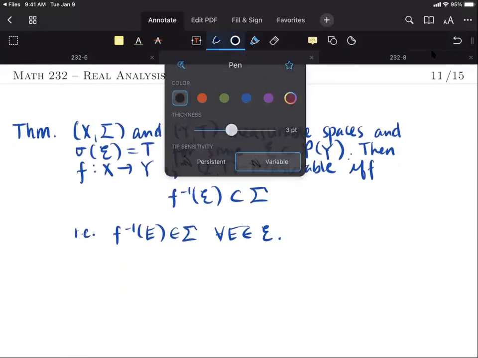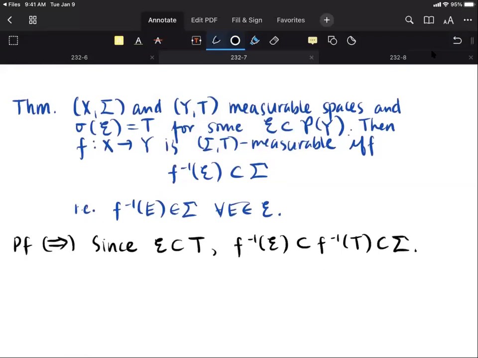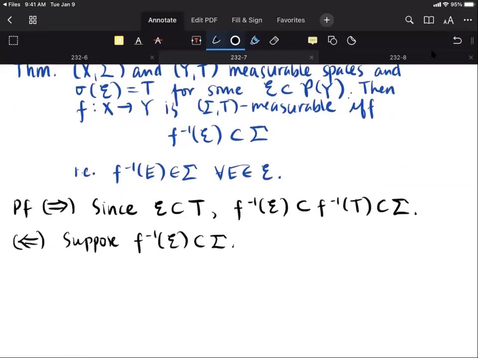The proof is quite straightforward. So for this direction, suppose that your map F is measurable. Okay, since tau is generated by E, therefore it contains E. This implies that the F inverse of this collection is a subset of F inverse of tau, and measurability implies that this is a subset of sigma. So that's this direction. On the other hand, suppose that F inverse of E is a subset of sigma. So our goal is to show that F is measurable. So we need to show that F inverse of tau is a subset of sigma.